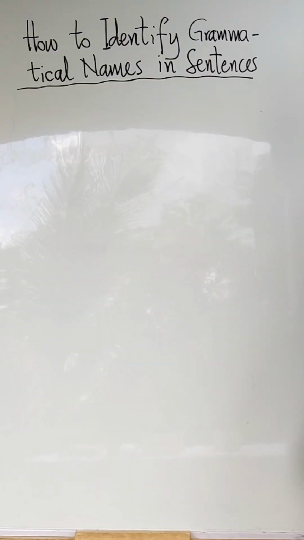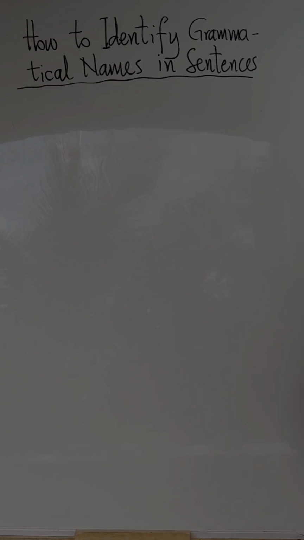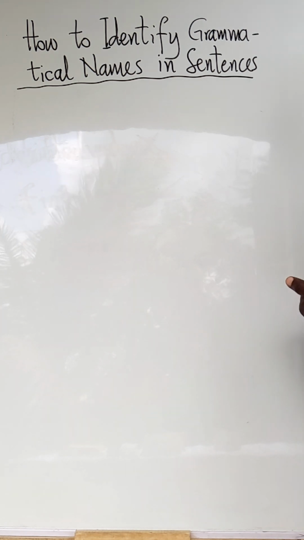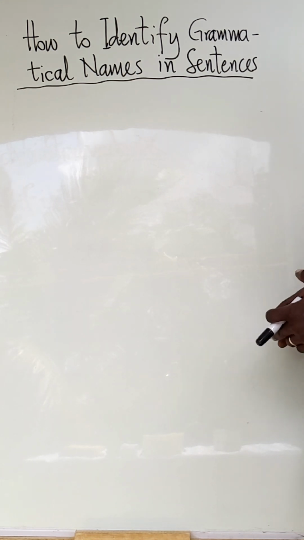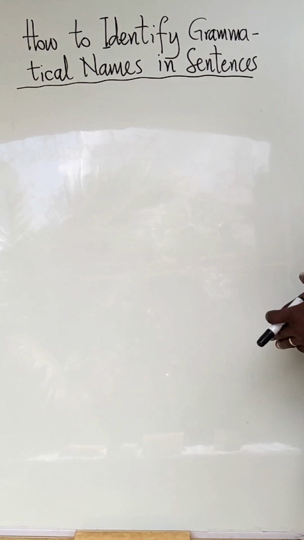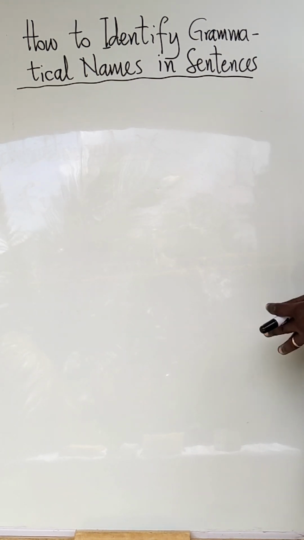We're going to learn how to identify grammatical names in given sentences. First of all, before we look at how to identify grammatical names in given sentences, let's look at what constitutes a phrase and a clause. How would you know that a given construction in a sentence is a phrase or a clause? The first step: if it is a phrase, there will be no finite verb in it.